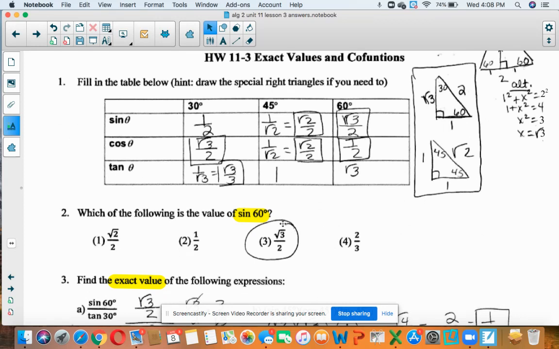Question 2 is just a multiple choice question. You can really just look at the special right triangles, or look up in the table I just did up here. Sine of 60 degrees is radical 3 over 2.